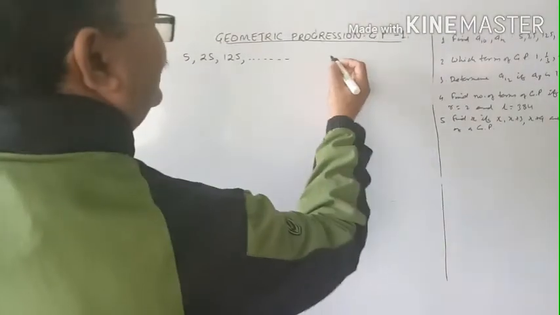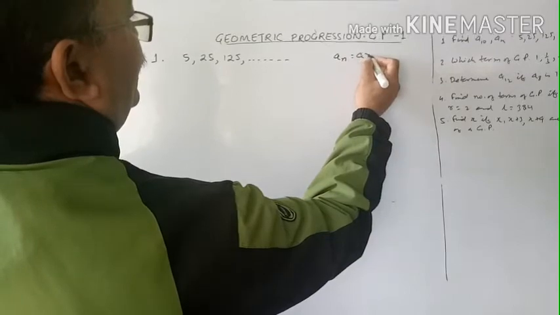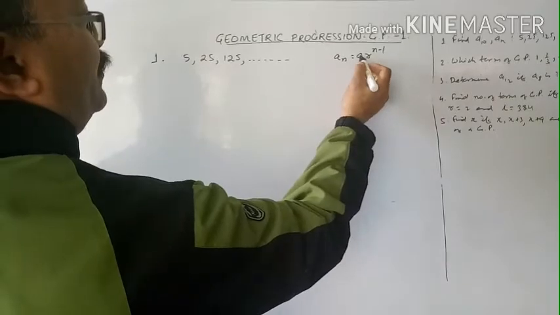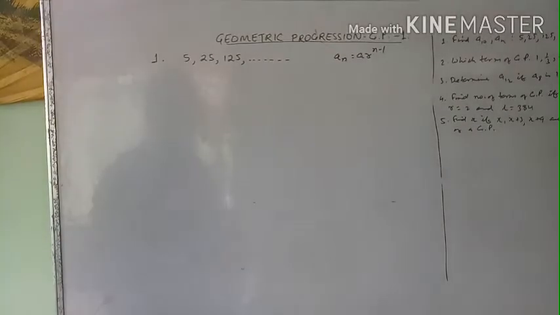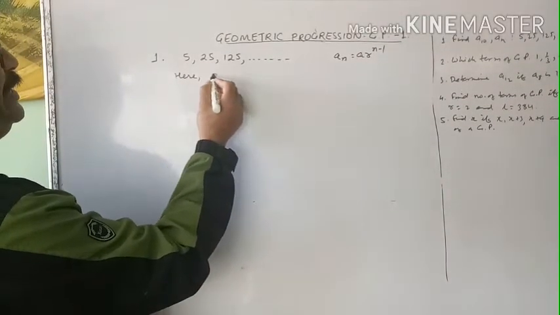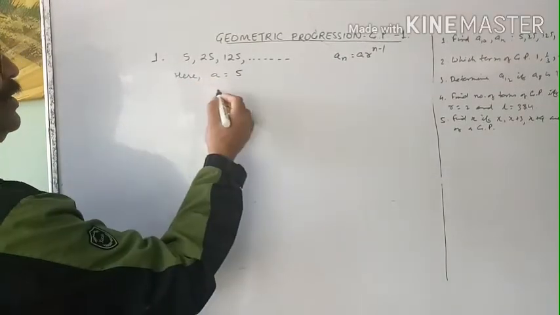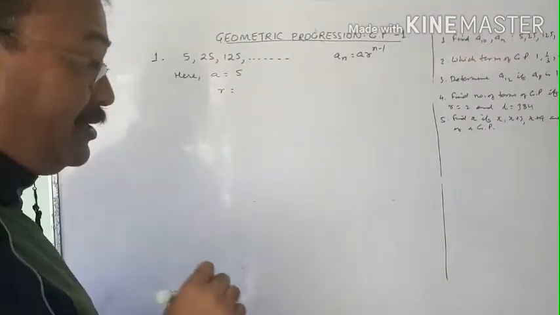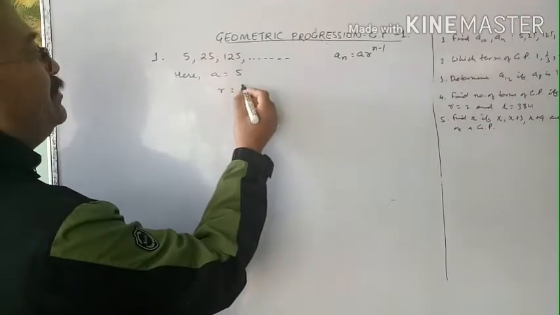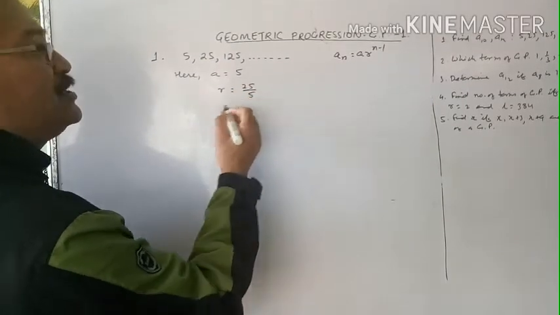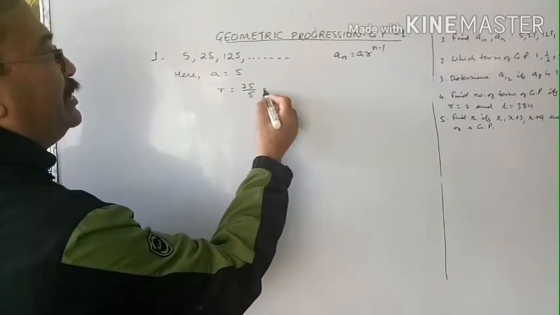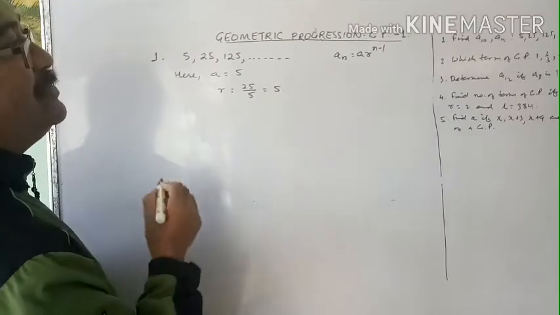You know the formula for the general term: An equals A r to the power n minus 1. So for the 10th term, n is known, so we have to know the values of A and r. So we try to find the values of A and r first. A is the first term, so here A is 5. r is the common ratio. Common ratio, you always take the ratio of a term to its preceding term. So you can take the second term by the first term. Remember, second by first is 25 by 5.